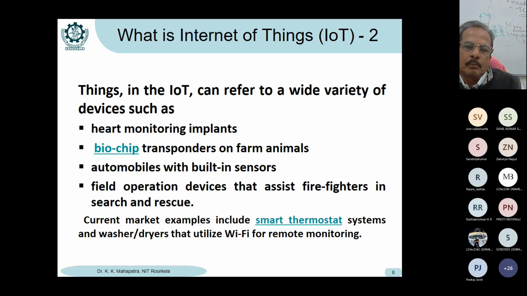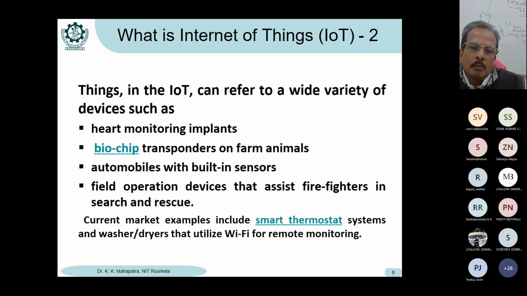Then these biochip transponders on farm animals. This is typically for farm animals so that we can look at the health of the animals, other than human health in the first one. Second one, we talk about the farm animals. And at the same time, if we put a biochip transponder on other kinds of animals in other places, then we can identify where they are.